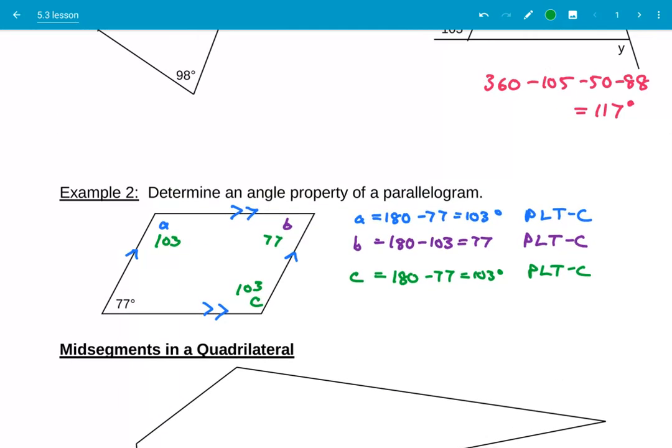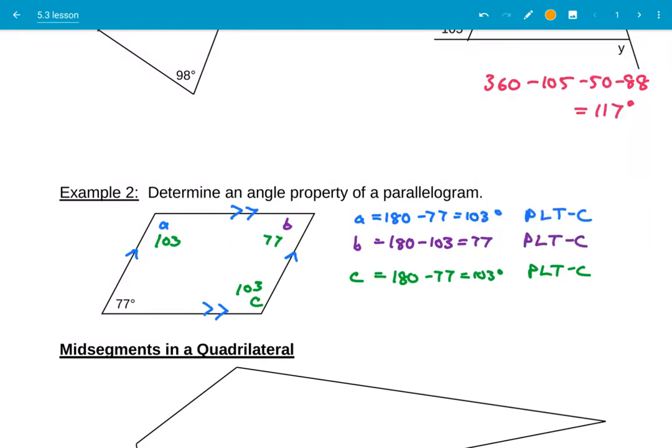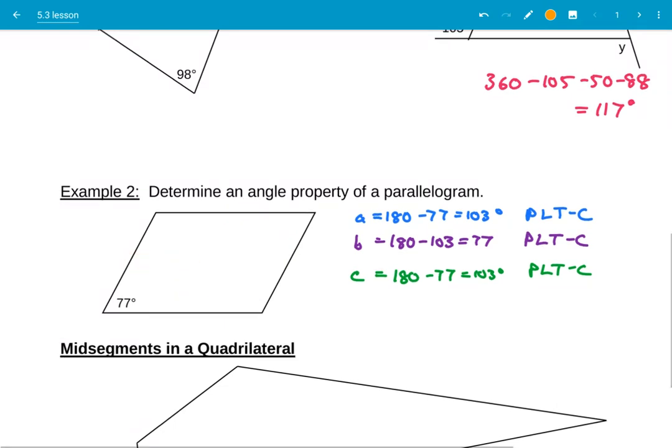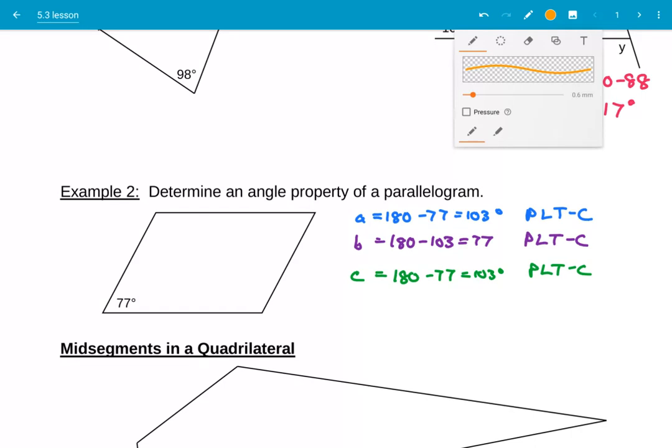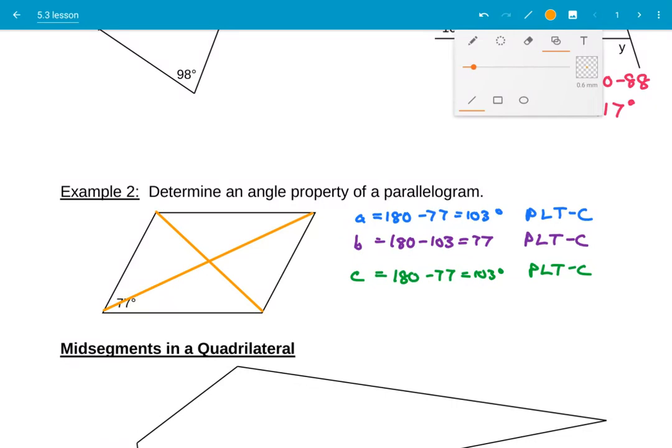One other interesting thing, and this isn't the angles in the parallelogram, but if we draw the diagonals, and I'm going to erase this. You don't have to write this down, but I just want to show something. If I draw the diagonals, and I use the line tool here, and I draw these diagonals from opposite vertex to opposite vertex, then I have some interesting things happen.